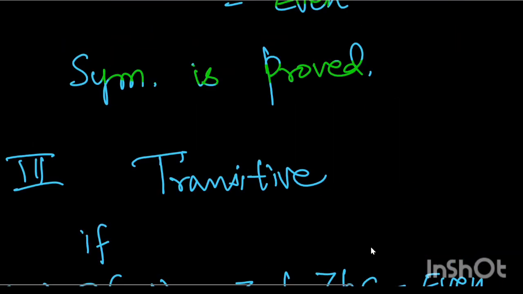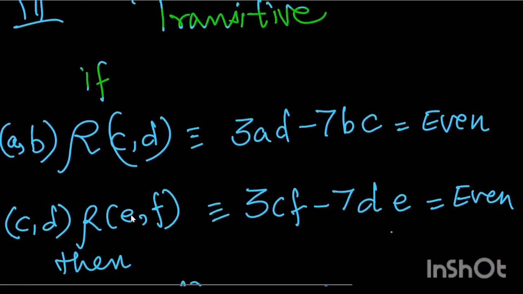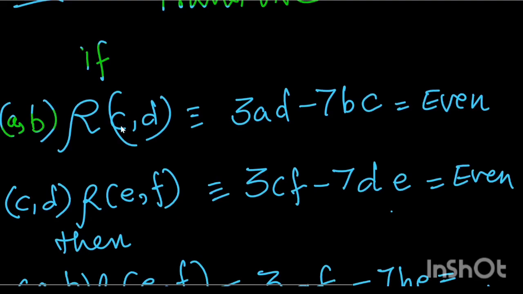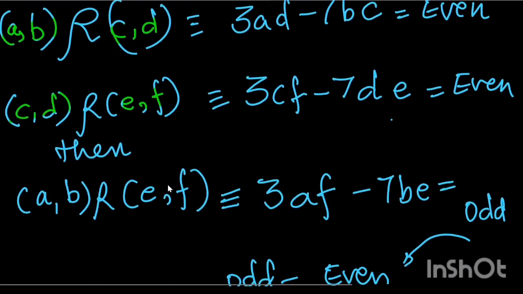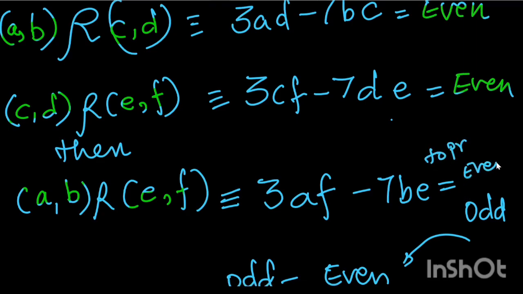Now about transitivity, let's see what transitive actually means. If you take (a, b) R (c, d) and (c, d) R (e, f), we have to prove that (a, b) R (e, f), that is, that this is also even if these two are even.